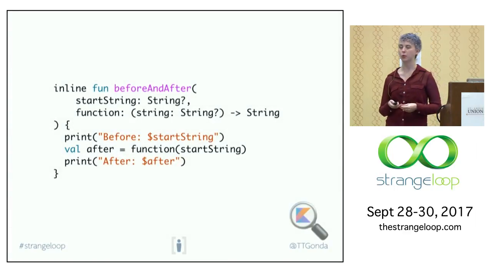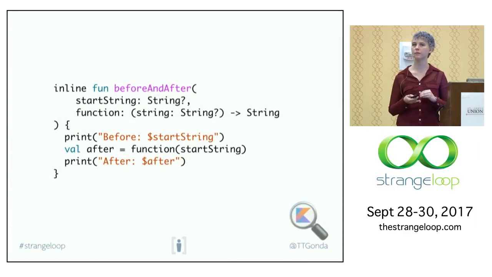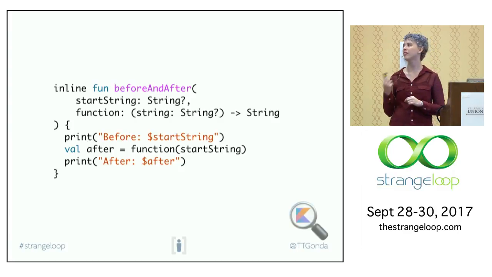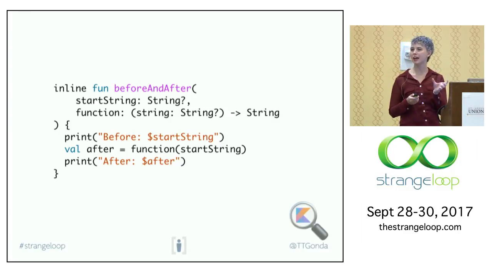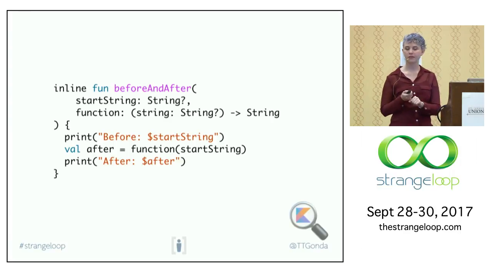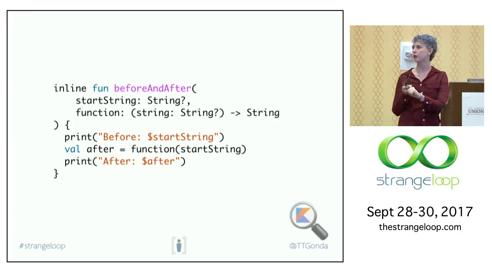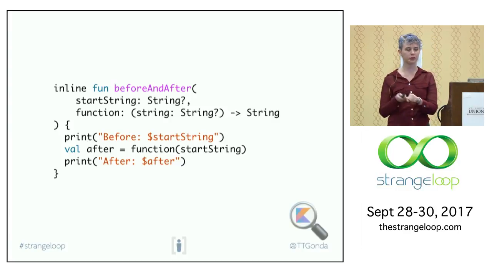So let's see how we can make one. Let's do this with a function that takes a string, prints it out, performs an operation on it, and then prints out the result. To declare that we want to pass in another function, we put the inputs of the function into parentheses, then an arrow, and then the type the function returns. And then we're also including the inline keyword in the function declaration. We print the starting value, call the function like we would any other function, and then print the result.